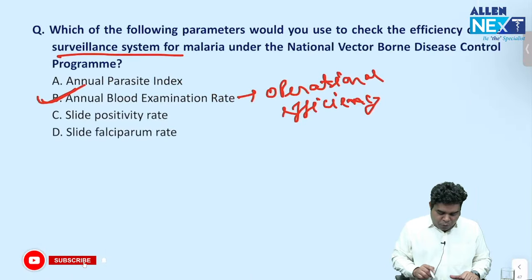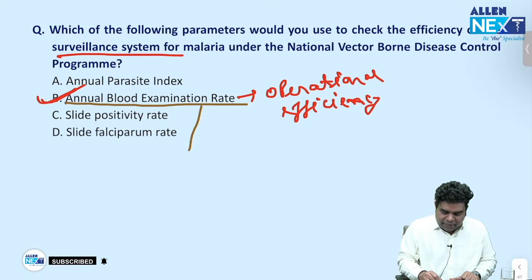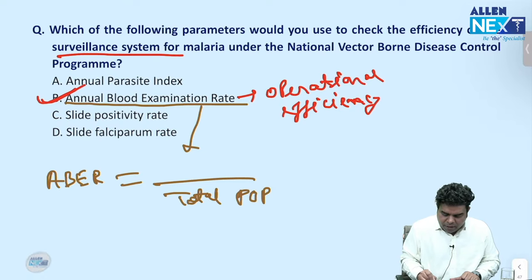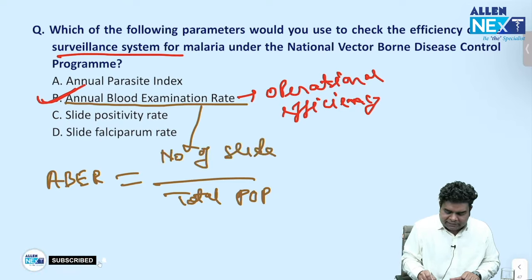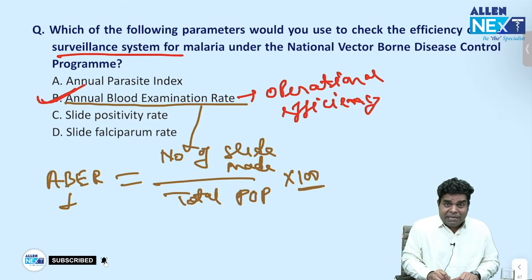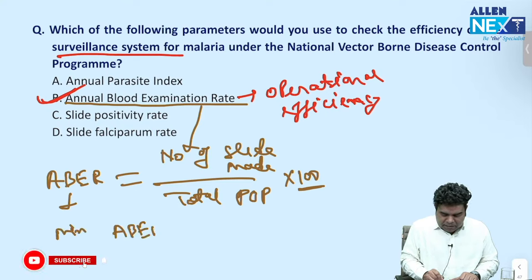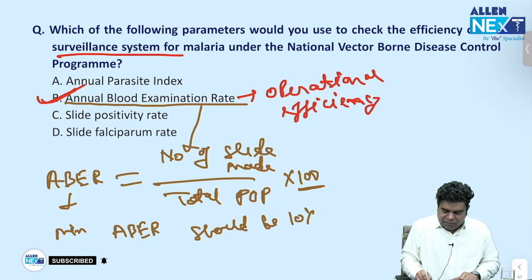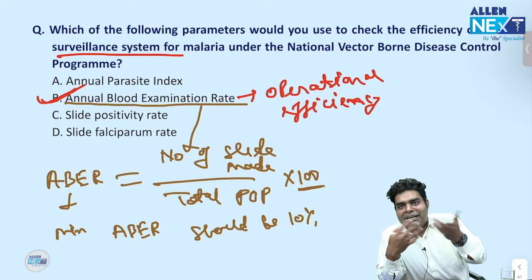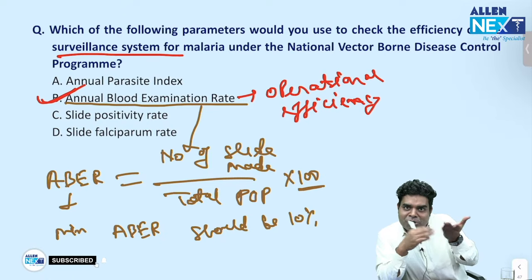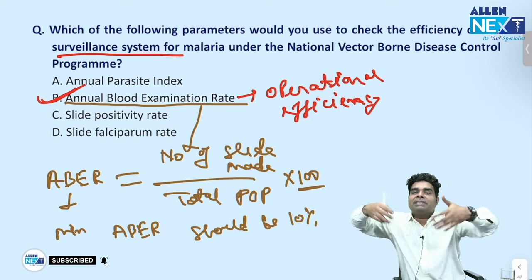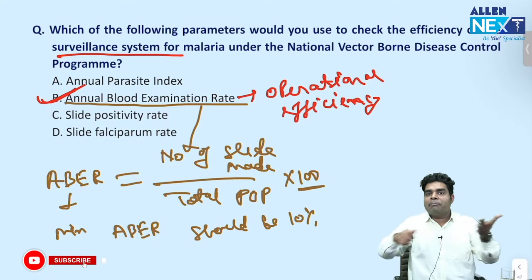And that is detected by the fourth and last indicator, annual blood examination rate. ABER simply tells that out of the total population, what is the number of slides made from fever cases? How many slides are made from fever cases? And it is multiplied only by 100, not by 1000, because ABER is in percentage and minimum ABER should be 10%. Because in a population in a year, almost 90% will have fever, at least 10% of fever case slides should be made. If even 10% slides are not being made, it means MPW is not going to houses, not doing active surveillance and not making blood slides.